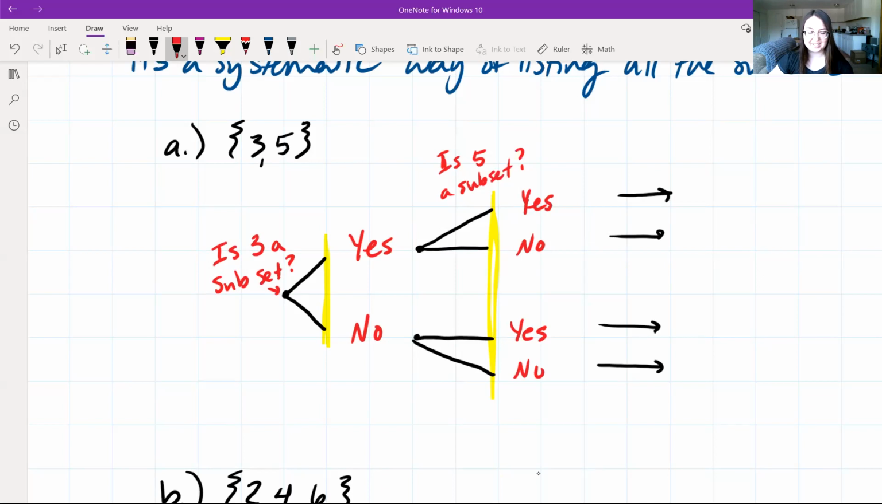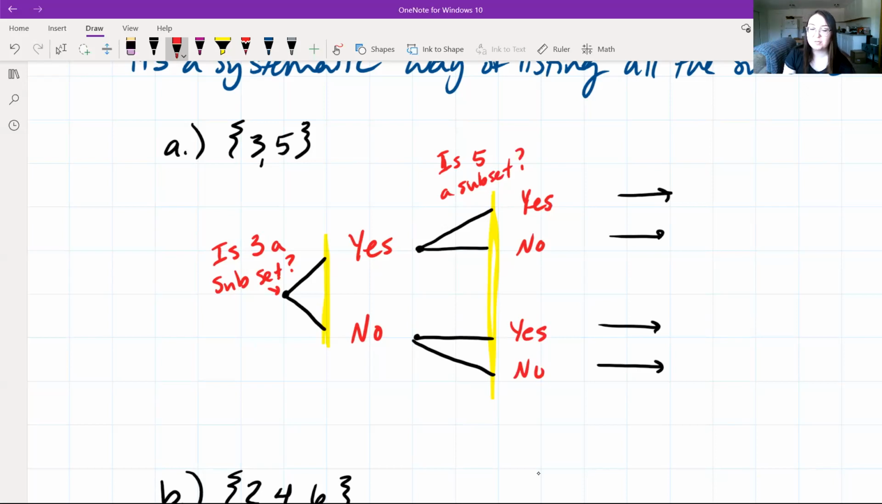If you think, is 3 a subset? And let's take our first branch here. When we say yes, 3 is a subset. Let's just follow our top branch. So if we follow our top branch, we're saying, is 3 a subset? Yes. Is 5 a subset? Yes. Let's follow that arrow.